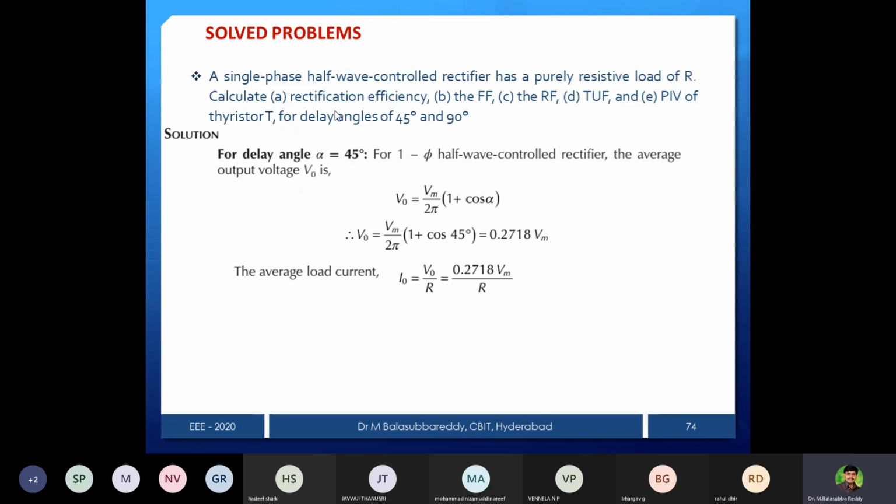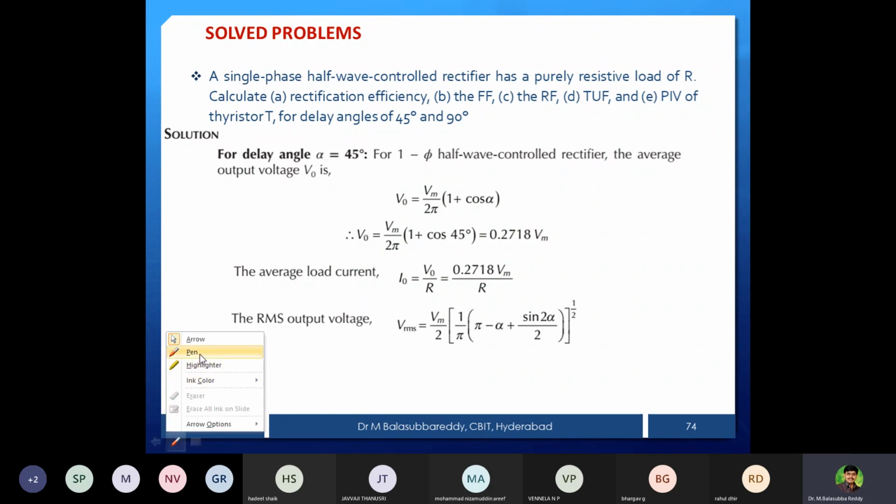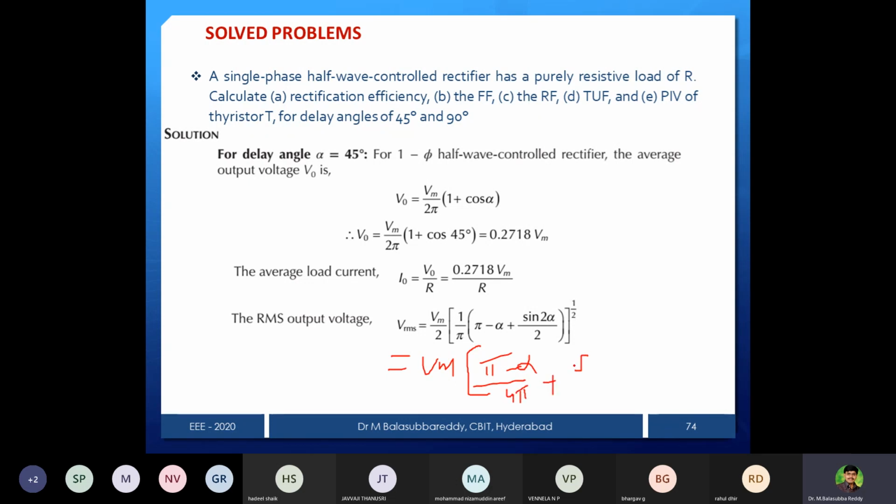So R value is given, that also not given, keep as such. So then what is next? RMS output voltage. So what is the RMS output voltage expression? VRMS. There is another way also you can write. In our case these two you can keep outside, then this Vm, that 2 will go inside the root and become 4, then the formula will be pi minus alpha by 4 pi plus sine 2 alpha by 4 into 2, 8 pi, whole power 1 by 2.